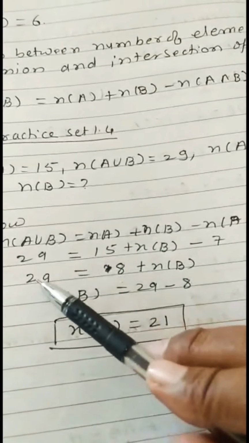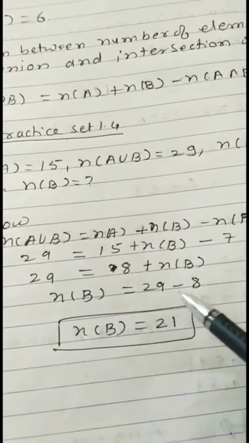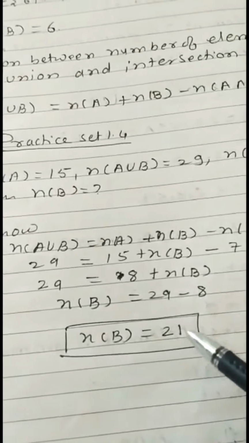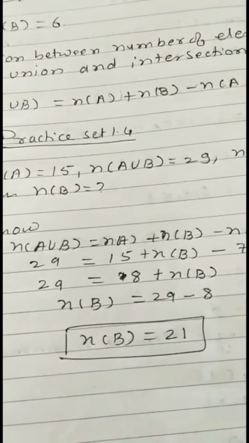Bring 8 right to left. It becomes subtract. So 29 minus 8 is 21. So the number of elements in set B is 21.